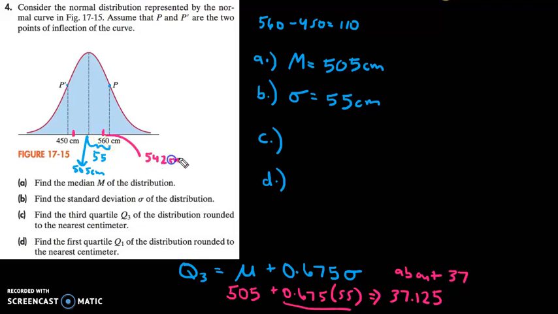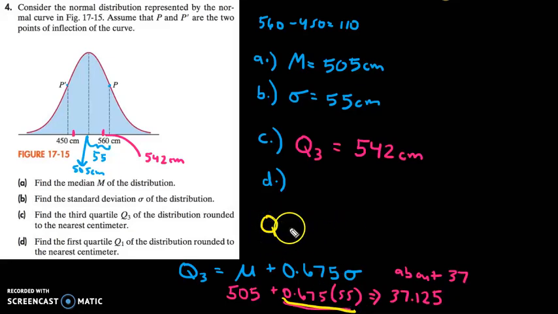And this is why it's nice to have the pictures, you can also kind of eyeball it. If this is 560, this should be less than that. So 542 seems reasonable, and this is the middle at 505. So I went about 37 above it. Not a full step, but a portion of a standard deviation. So Q3 is 542 centimeters.